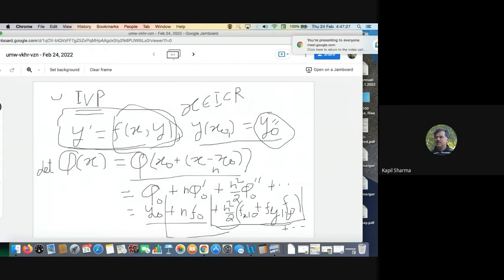So now we come to the drawbacks which would motivate us to develop another method. Am I right? So one drawback, if you see, is that when we compute the derivative, am I right?